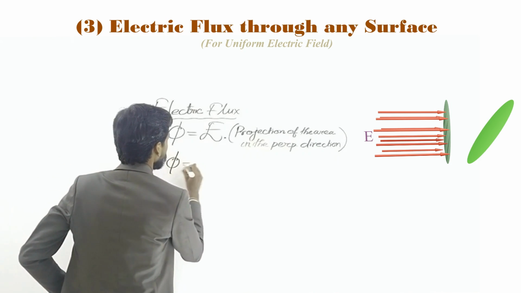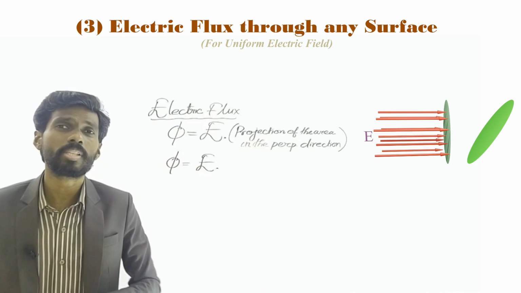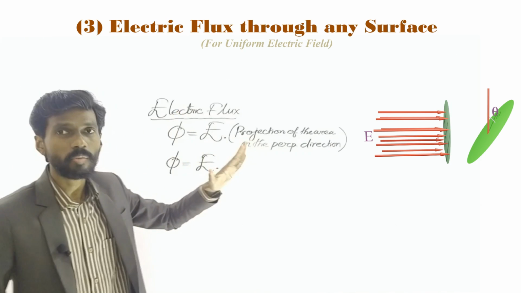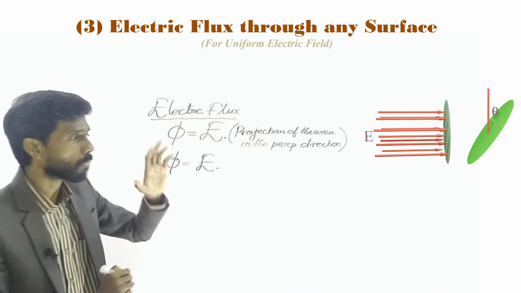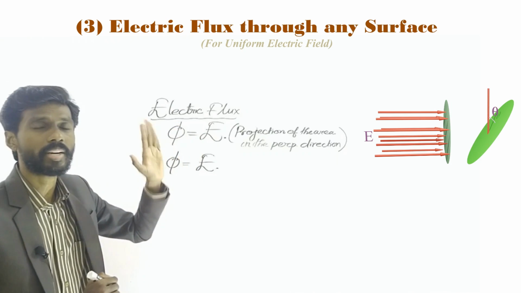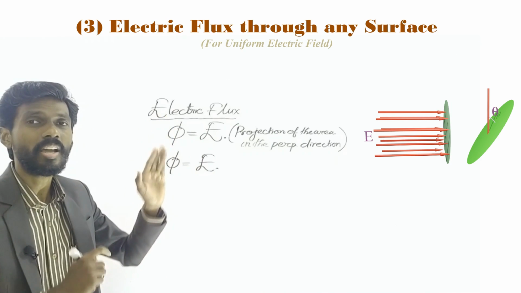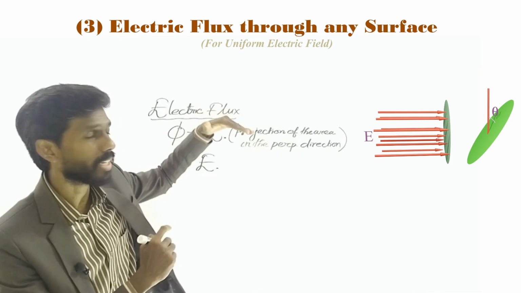So phi equals E multiplied by, what is the projection of this area? Let us take the angle made by this surface with the vertical to be theta. Okay, with the vertical, that is theta. Now we have to take the projection of this surface in the perpendicular direction. We can either take the projection of area in the perpendicular direction, or take the projection of the electric field in the perpendicular direction to the surface.